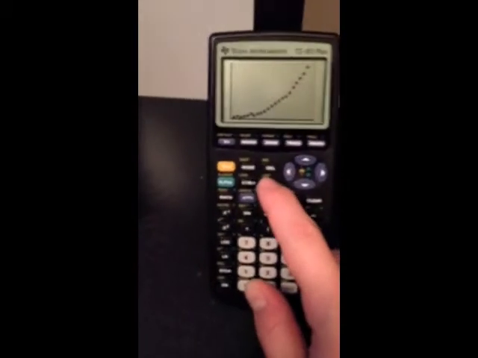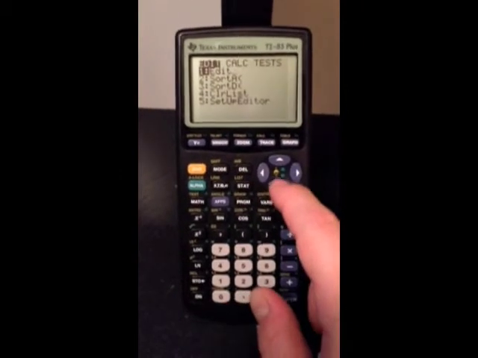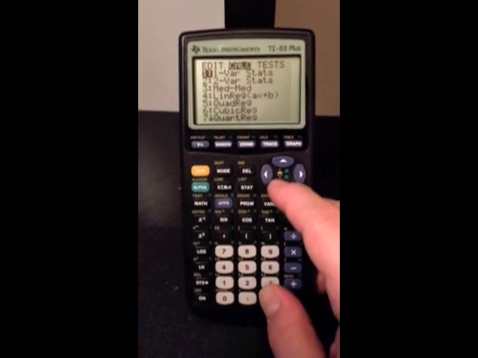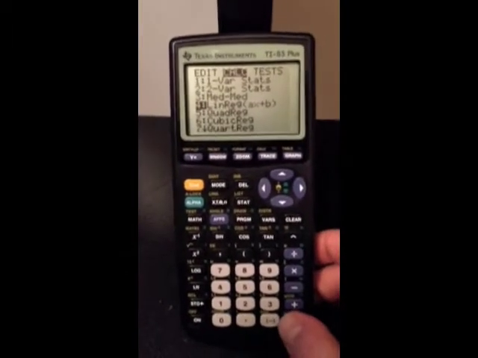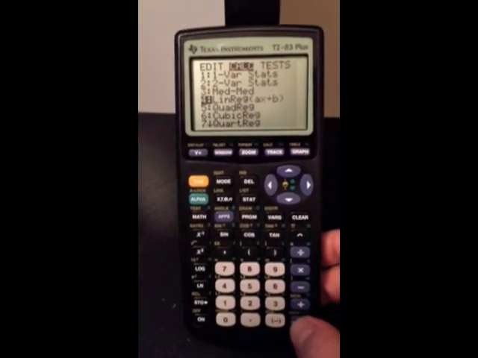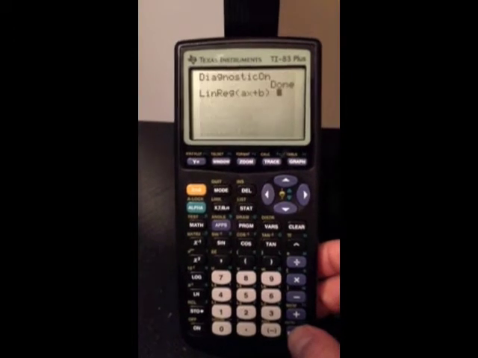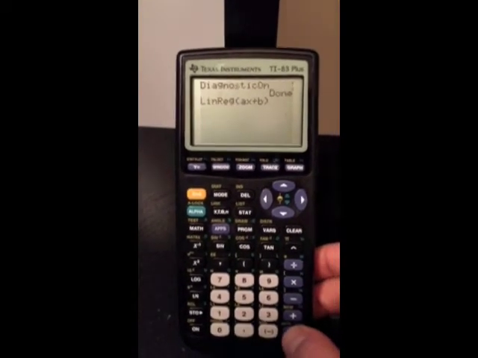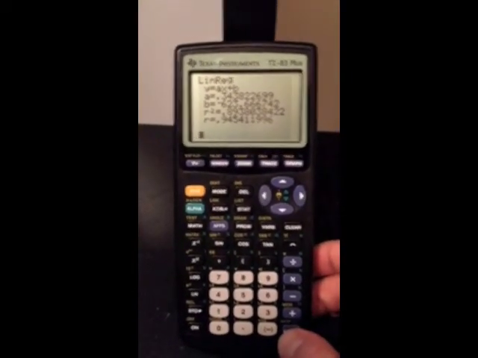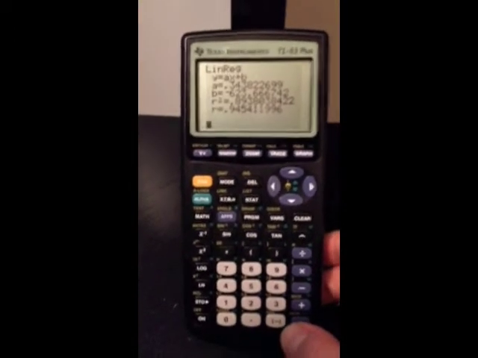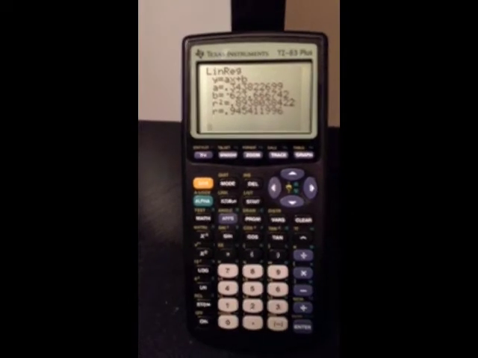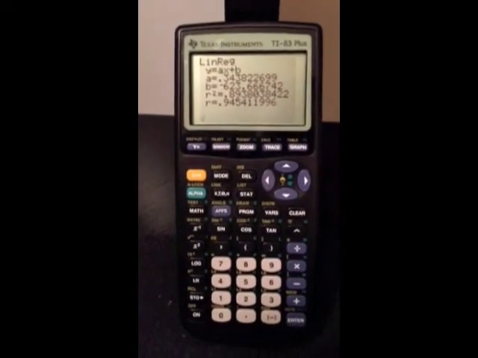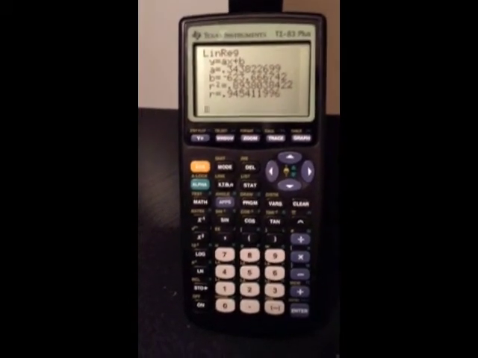So first things first, hit stat, and then calc, and we want to find regression lines. The first line that we're going to look at is a linear regression, just the normal ax plus b. Let's see what we come up with. It's going to give us some letters, y, a, b, and r. What we're looking at is r. We want r to be as close to 1 or negative 1 as humanly possible. So take a note real quick, that's 0.9454.